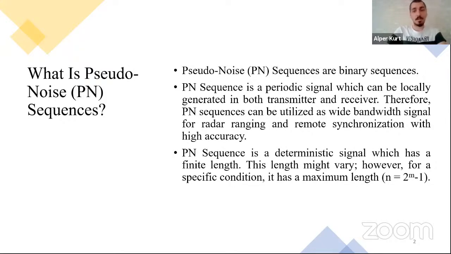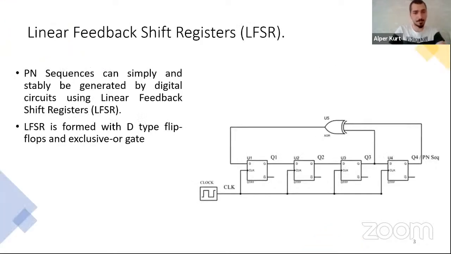Therefore, they can be utilized as a wideband signal for radar ranging and remote synchronization with high accuracy. Also, a PN sequence is a deterministic signal which has a finite length. This length might vary. However, for a specific condition, it is a maximum length, and this maximum length is 2 to the power of m minus 1. I will talk about what m is in the next slides.